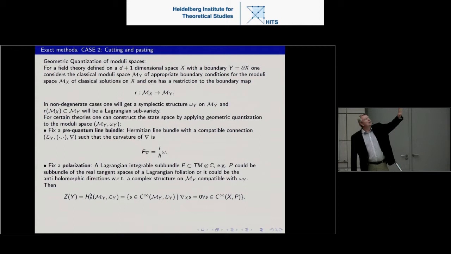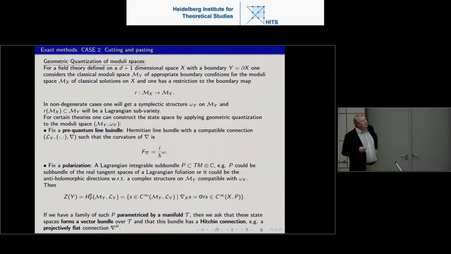That's two. Now, I just have one more remark. It might be that you have exactly one P here, but you have a whole family parameterized by some manifold T, where then we ask that these state spaces form a vector bundle over T, and that this bundle admits what's called a connection, some projectively flat connection in that bundle. I'll get back to that later. This is a little technical.